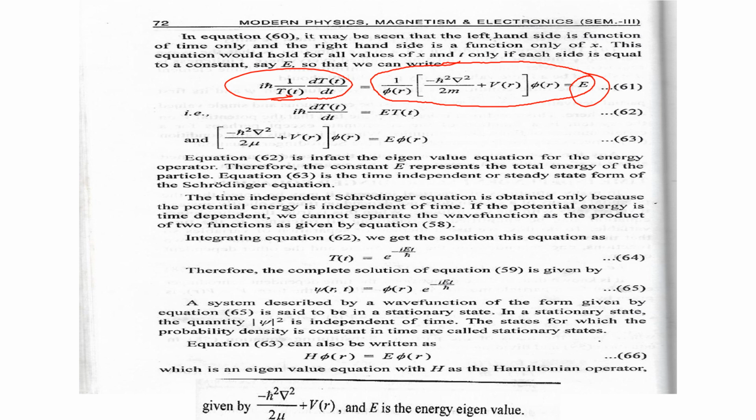Similarly, equating the right side of the above equation with E, we get negative ħ² by 2μ ∇² plus V ψ(r) equal to E φ. The φ from the denominator is taken to the other side. So that is why this expression is given.